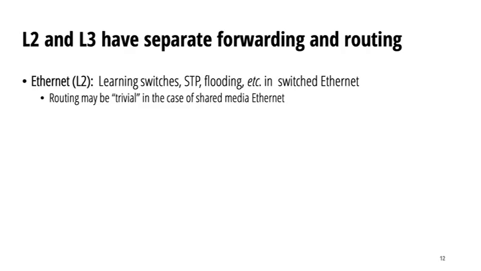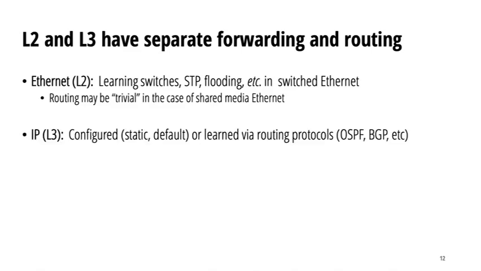L2 and L3 have separate forwarding and routing. We know this. At L2, we've done learning switches, STP, flooding, all of that. If you have a shared medium Ethernet, which honestly I don't think there are very many of left these days, routing is kind of trivial. You just put the packet on the wire and you're done. For IP, we've learned about all the ways in which you do IP routing, from configured routing entries, either static entries or default route entries, to whatever we've learned through routing protocols like OSPF, BGP, and so on.